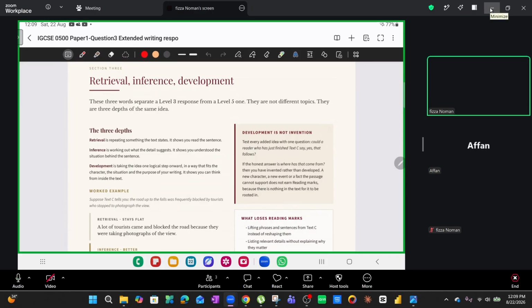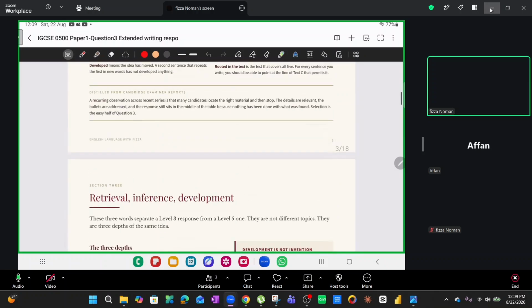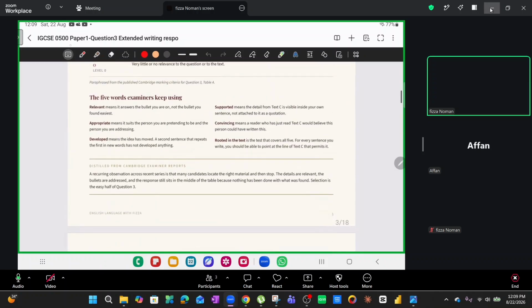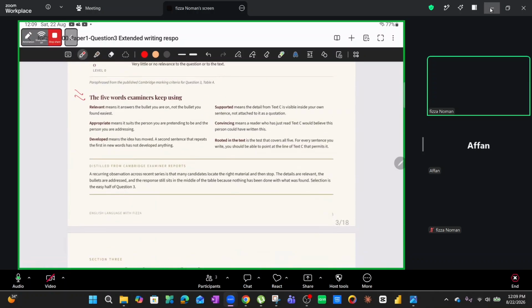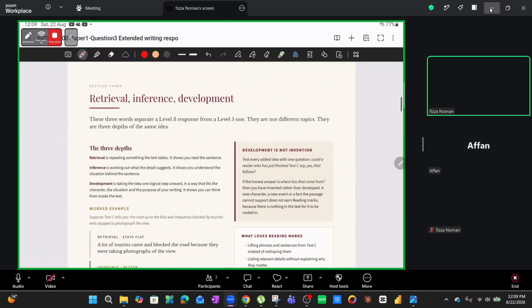Last lesson we stopped off at understanding what exactly question number 3 is about, which is the last part of paper 1 for IGCSE First Language English. This is an extended writing response. We also understood that there's 6 genres of writing that we need to tackle, right? So we understood the 5 words examiners keep using, and so on. We stopped till here.